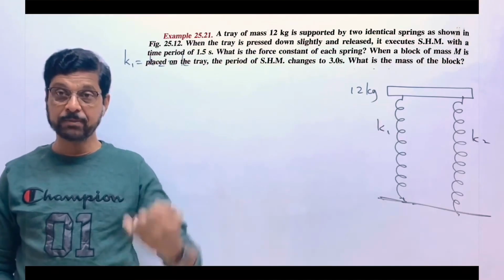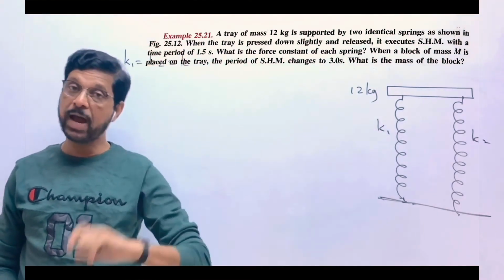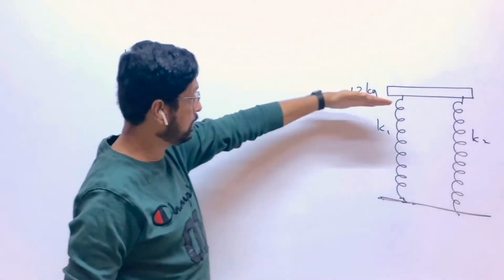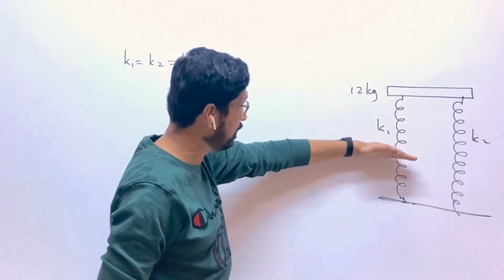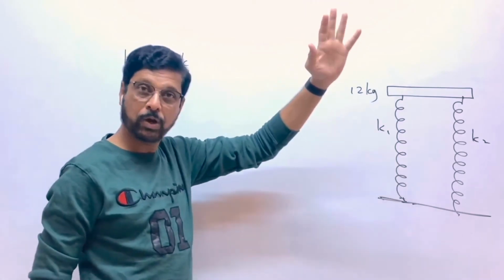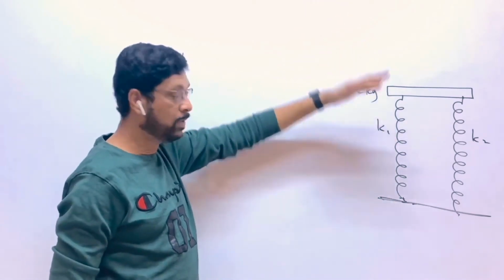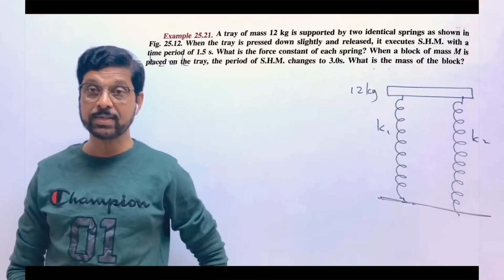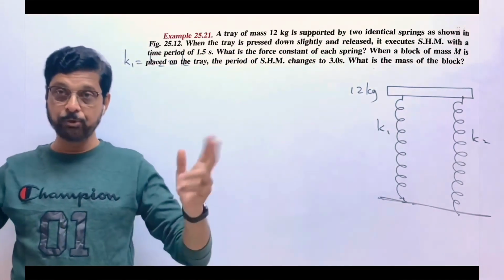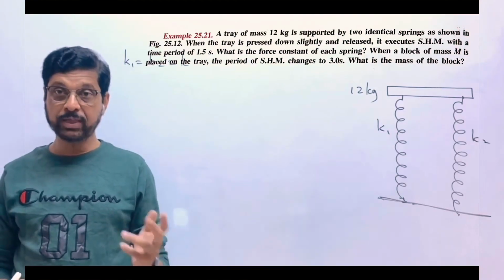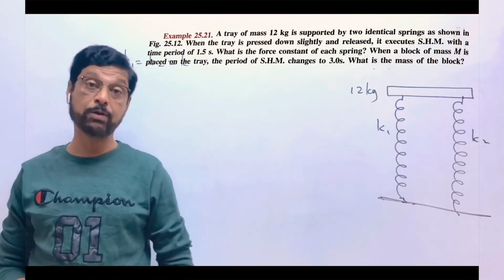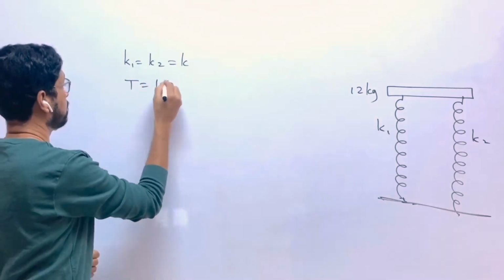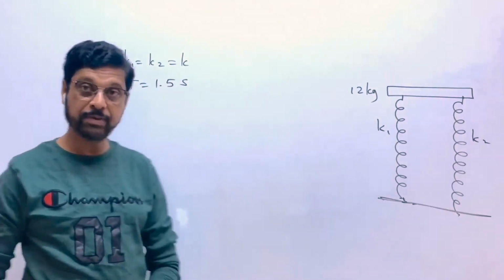Further, when the tray is pressed down slightly and released, what will happen? It will perform simple harmonic motion. Obviously, it is pressed down and slightly released. It executes SHM with a period of 1.5 seconds. The period of SHM is 1.5 second. Okay.